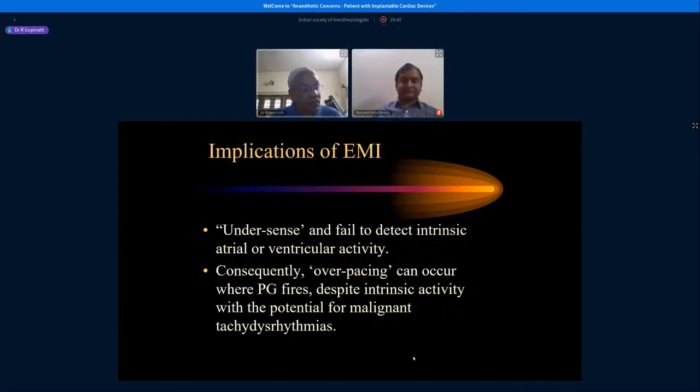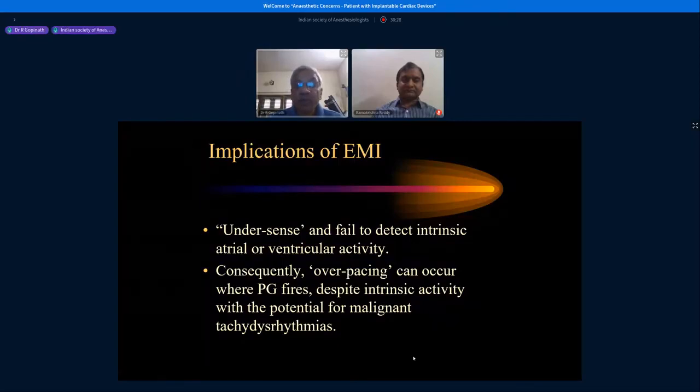So what are the implications, like I said, from EMI? One is that it can undersense. That is, the device can fail to detect any intrinsic atrial or ventricular activity because of the external electromagnetic interference. It can also overpace. This can occur where the pulse generator fires despite intrinsic activity with the potential for malignant disturbance. So there is a normal rhythm happening, but because of undersensing of this rhythm, the device thinks that there is nothing there.